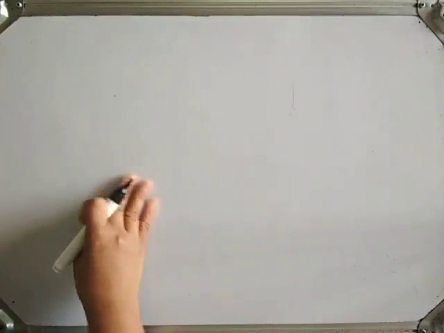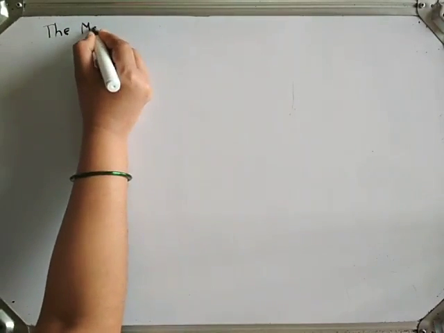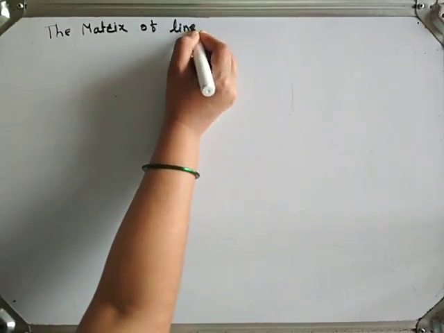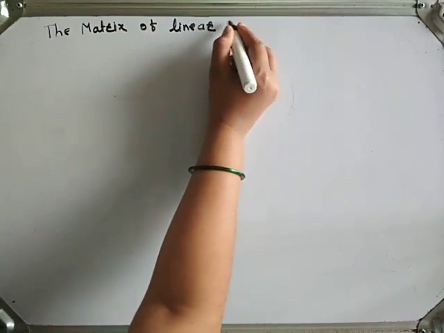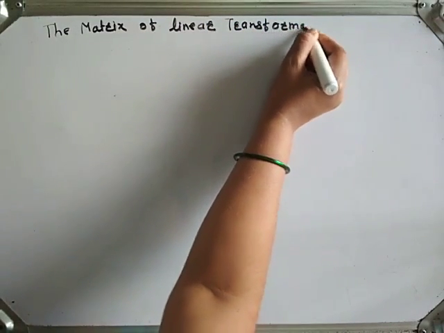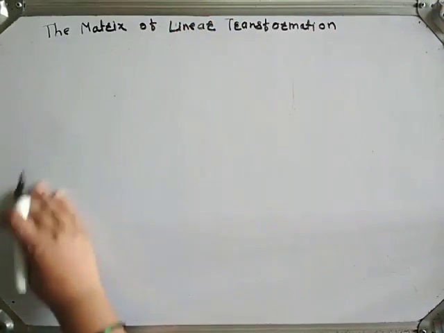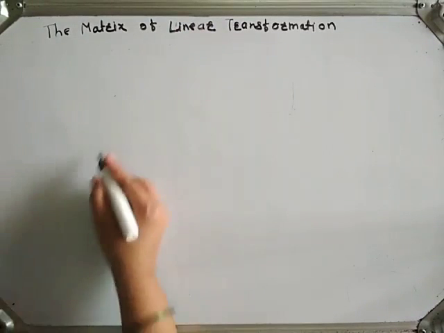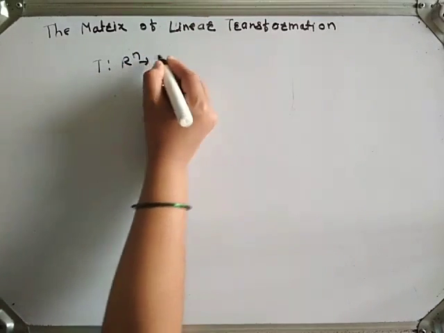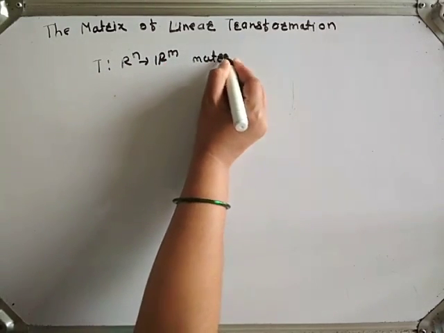Hello students, today we are going to see the topic the matrix of linear transformation. In this section, we see that every linear transformation T from Rn to Rn is actually a matrix transformation.